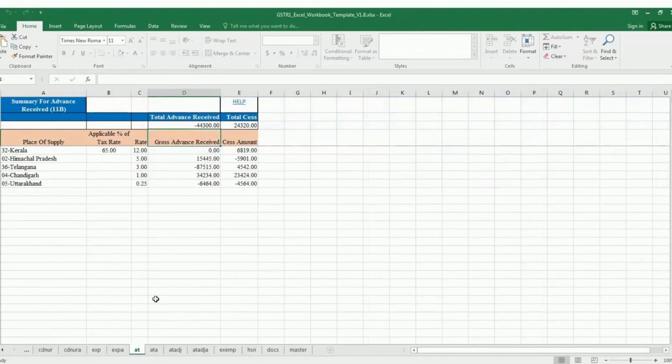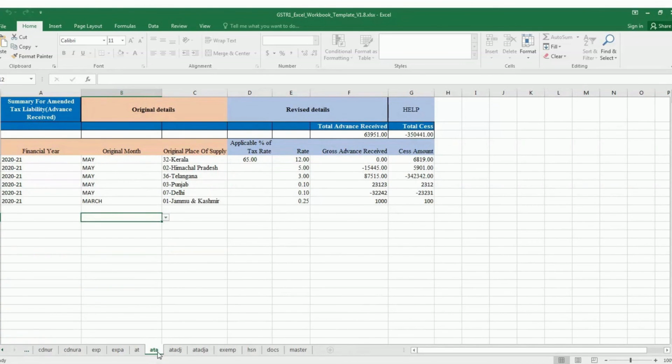The next one is AT, that means advance received. If any advance is received regarding any services supplied, then disclose it here. No need to disclose invoice wise details, only state wise summary needs to be disclosed. If there are any amendments in advance received, then in the next table, that is ATA.